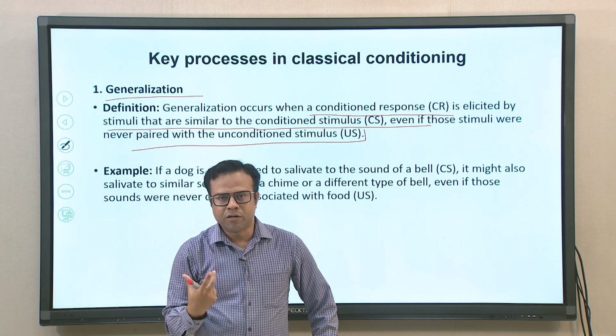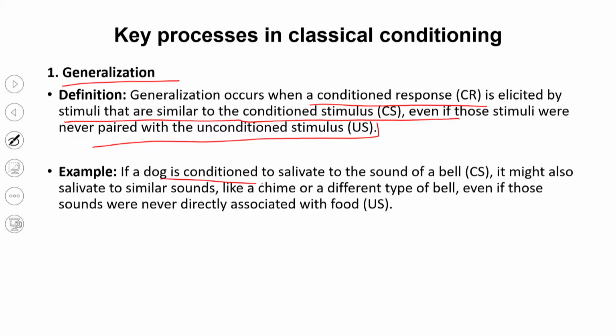For example, if a dog is conditioned to salivate to the sound of a bell, whatever example I give, let us say the sound of the bell, the dog learned to salivate. So, this is a conditioned response to a conditioned stimulus. It might also salivate to similar sounds, not the exact sound, but similar sounds, like a chime or a different type of bell.